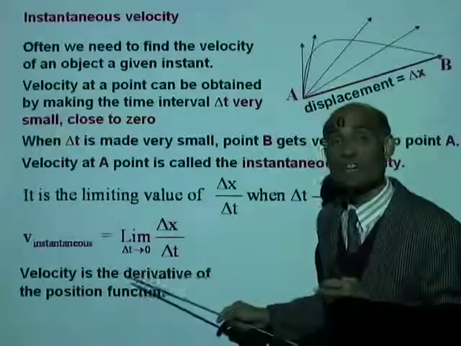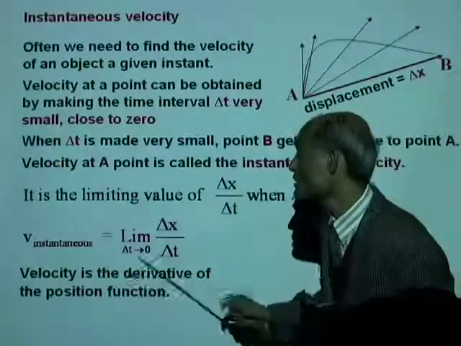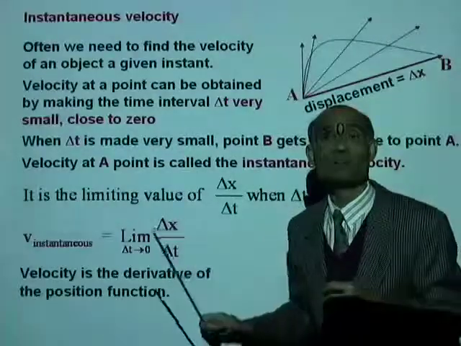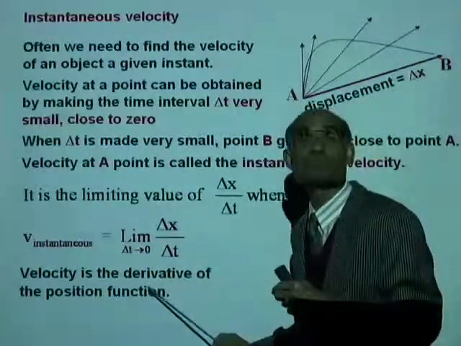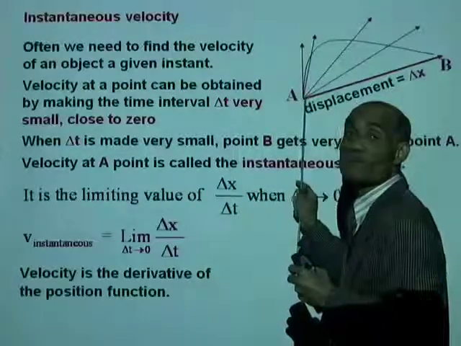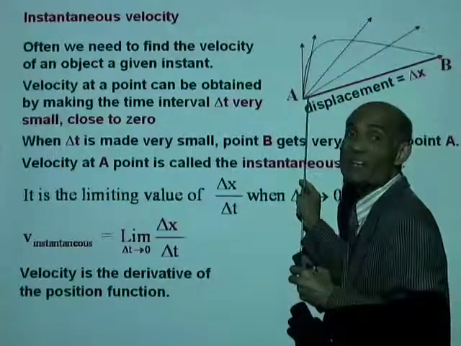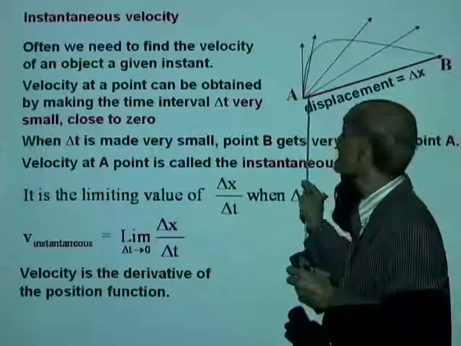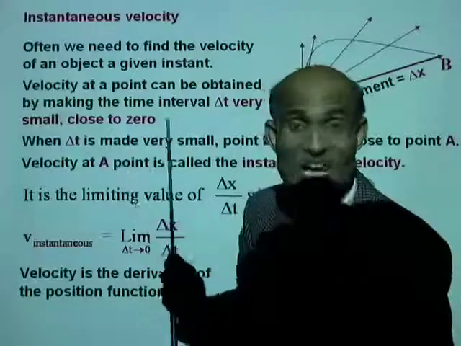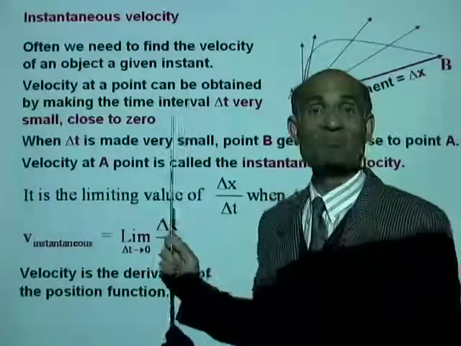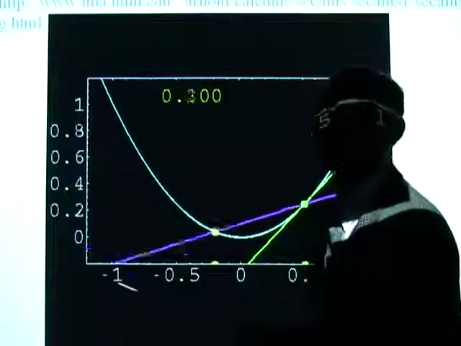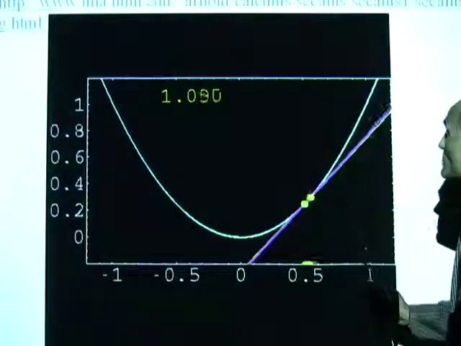And those who understand calculus will call it the derivative of the position function. If you are not doing calculus, you don't need to worry about it. But understand it as the velocity at A, the instantaneous velocity at A, is the slope of the tangent line at that point. Okay, I think I have an animation showing that concept.